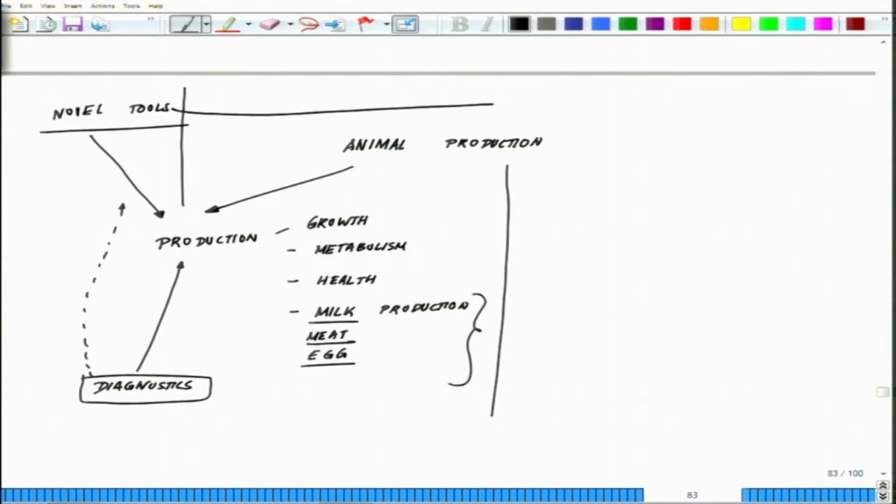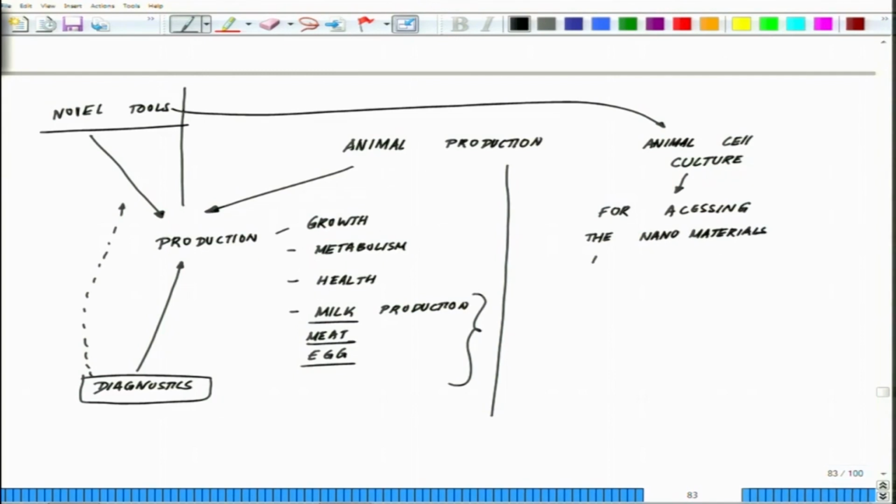Here, among the novel tools, another area which finds tremendous application is animal cell culture for assessing the nanomaterials before conducting animal trials. This was in the very beginning of the class I was telling you.